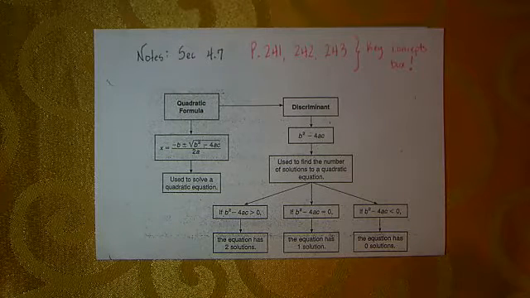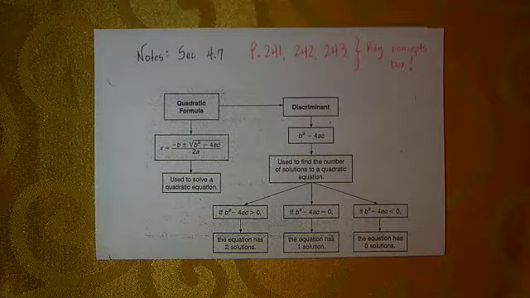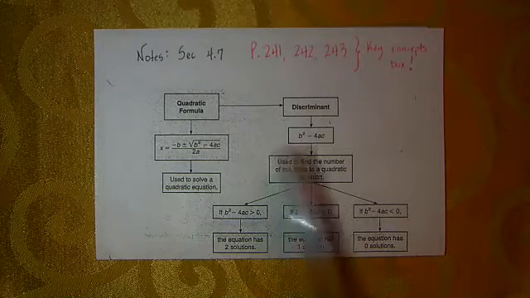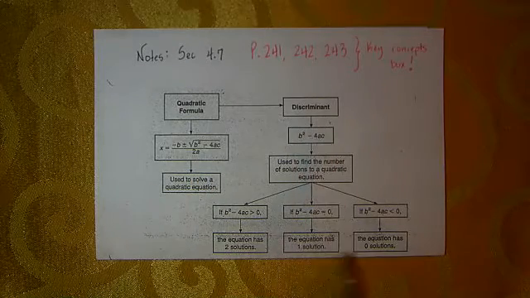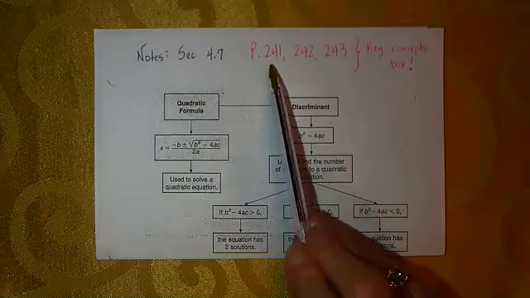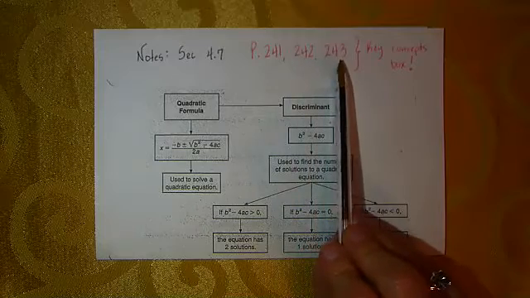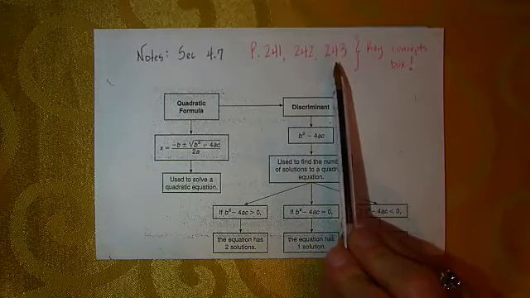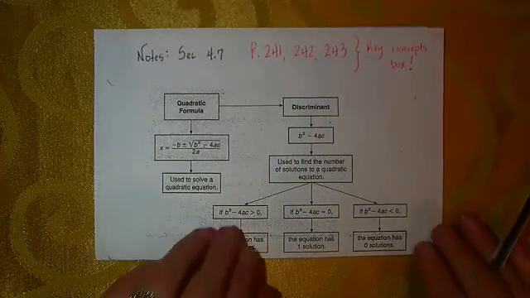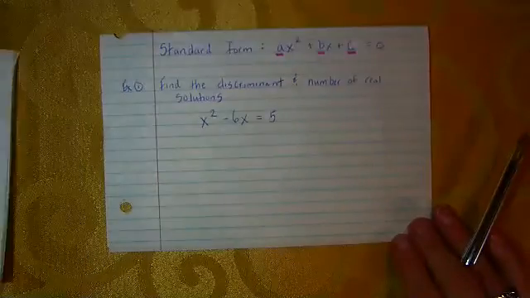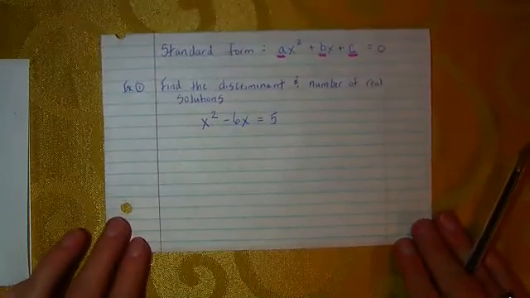What we're going to do is work through a couple examples. You might want to get your calculator out. There's some little tricks as far as how you enter this in. Again, the quadratic formula and the discriminant, along with some graphs, can be found on pages 241, 242, and 243 in your textbook. So let's do this one first.